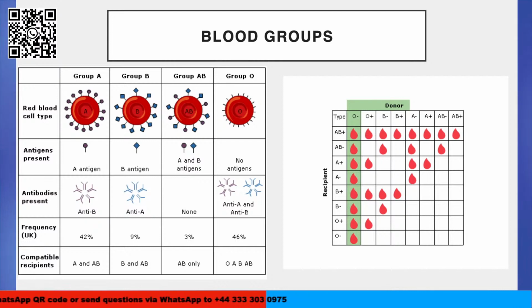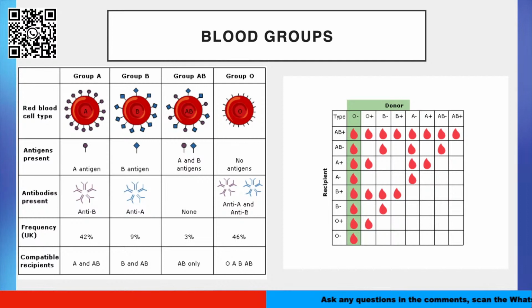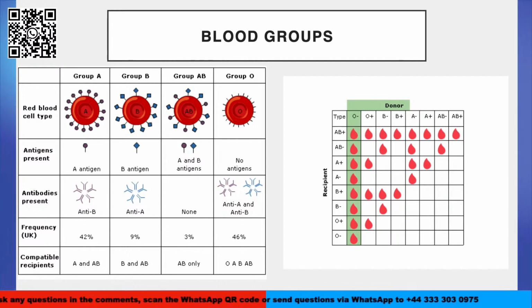However, they can only receive blood products from group O donors because of the presence of anti-A and anti-B antibodies. Conversely, group AB is the universal recipient, as they do not contain any antibodies. However, due to the presence of A and B antigens, they can only donate to other AB recipients.